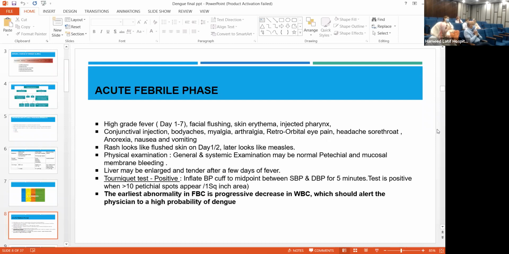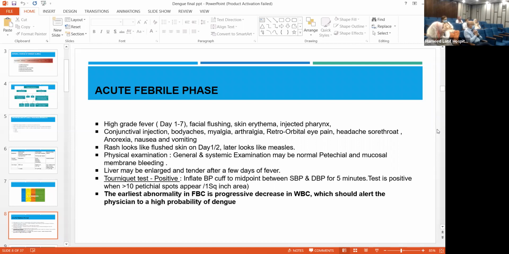In the acute febrile phase, there is high-grade fever, and this occurs from day 1 to 7 mostly, but day 1 to 3 is most common. Facial flushing and skin erythema can be caused by petechial hemorrhages and the bleeding that can occur because of the low platelets. Conjunctival injection, body aches, myalgias, arthralgias. Retroorbital pain is one of the very important symptoms that the patient will present with, along with the fever. Headache and sore throat can also accompany.